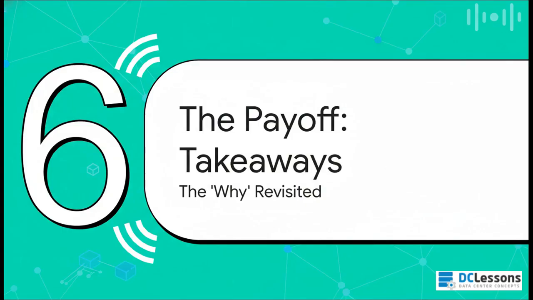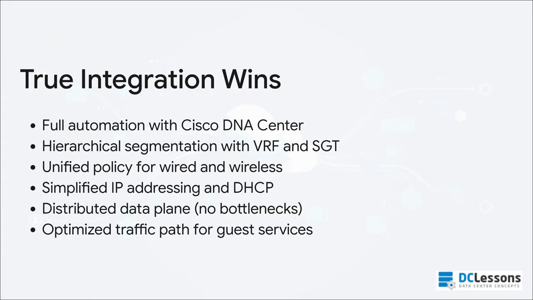All right, let's bring it all home. We're going to circle back and summarize the huge advantages you get when you go with that true native wireless integration. This is really the payoff for putting all these pieces together. So, at the end of the day, this architecture really does deliver on the promise of software-defined networking. You get the whole package: full automation, incredibly granular security segmentation using SGTs, and, this is the big one, a single unified policy for every single user and device, whether they're wired or wireless. Plus, you kill those old performance bottlenecks for good.